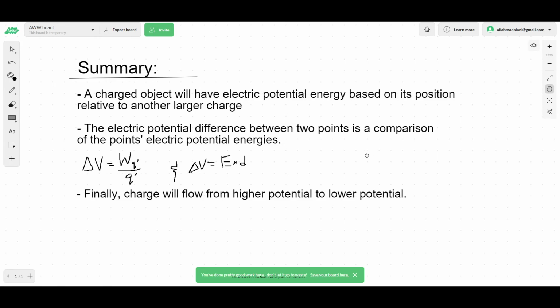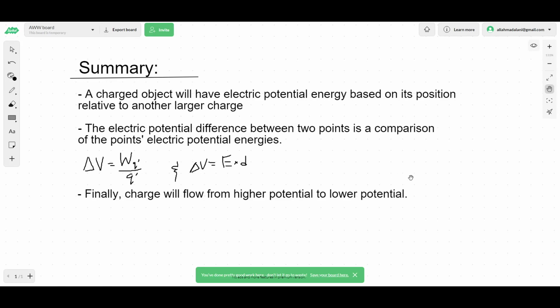Now to summarize, a charged object will have electric potential energy based on its position relative to another charge. This is like having potential energy relative to the planet Earth. Based on your position, you have a potential energy, and charged objects behave the same way. The second point is that electric potential difference between 2 points is basically a comparison of the 2 points' electric potential energies. Now there are 2 ways to calculate it.